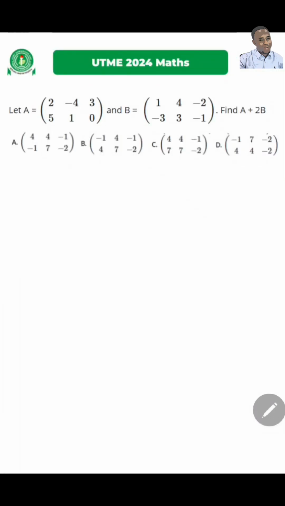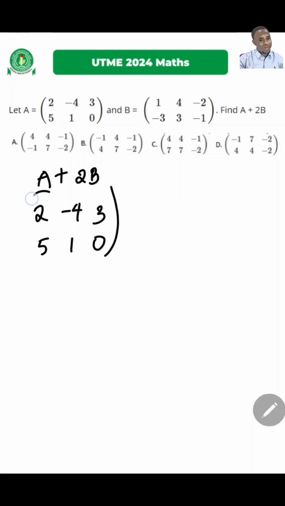Question 13. Let A be 2, negative 4, 3, 5, 1, 0, and B be 1, 4, negative 2, negative 3, 3, negative 1. Find A plus 2B. So we need to find A plus 2B. A is 2, negative 4, 3, 5, 1, 0, plus 2B, that is double of B. So that will be 2, 8, negative 4, negative 6, 6, and negative 2.